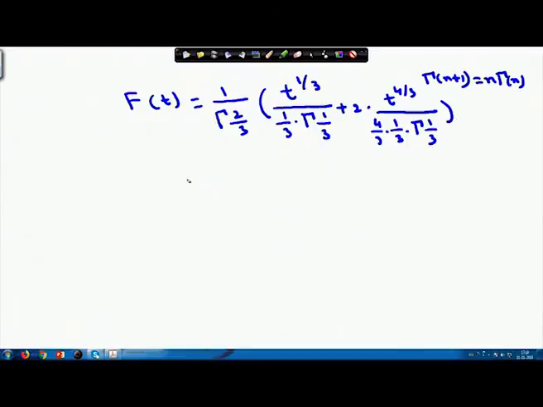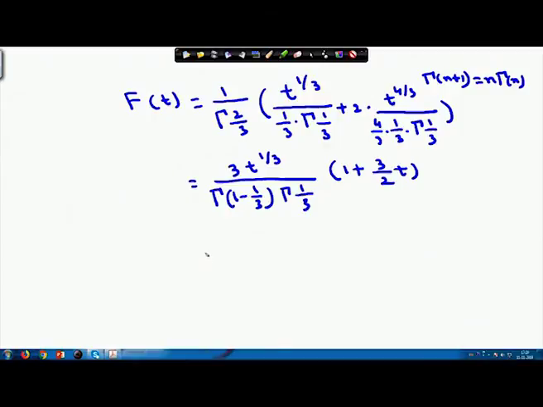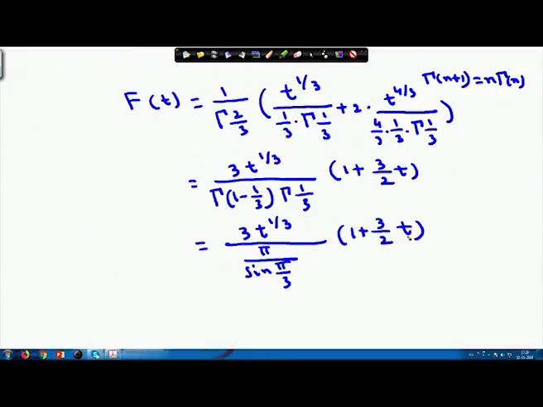So, this again if you simplify, it will become 3 into t to the power 1/3 by gamma(1 minus 1/3) into gamma(1/3) into (1 plus 3/2 into t). And this again I can write down 3 t to the power 1/3 into, using gamma(n) gamma(1 minus n) equals pi by sin(n pi), this I can write down pi by sin(pi/3). I can substitute the value of pi by 3. This portion will remain as it is, 1 plus 3/2 into t.